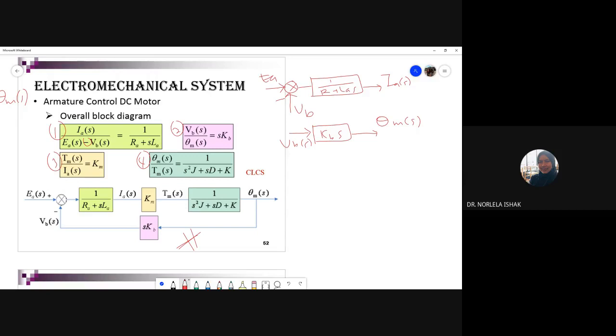How is the block diagram for equation number 3? For equation number 3, this is the Km and the current here, and the output is the torque. And how about equation number 4? For equation number 4, the output is theta.